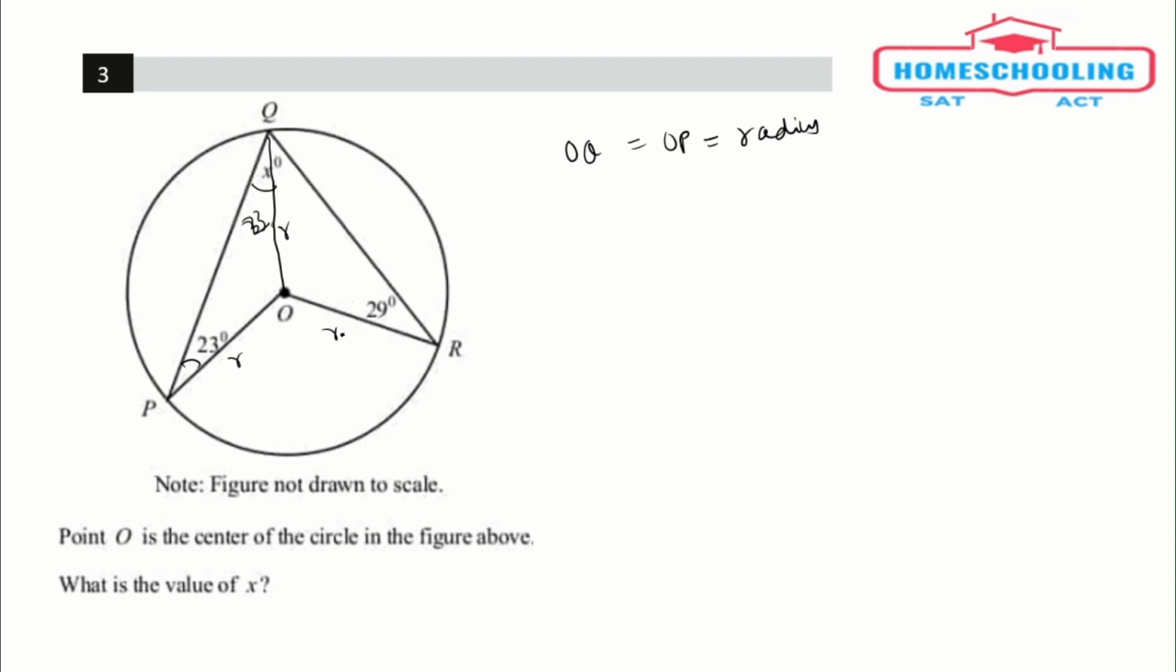Similarly, this is also equal to the radius, so their opposite angles would be equal. So this is also going to be 29 degrees. If this one is 29, then this is also going to be 29 in this triangle. So now we know x is equal to 23 plus 29 degrees. So the answer would be 52. This is going to be your answer.